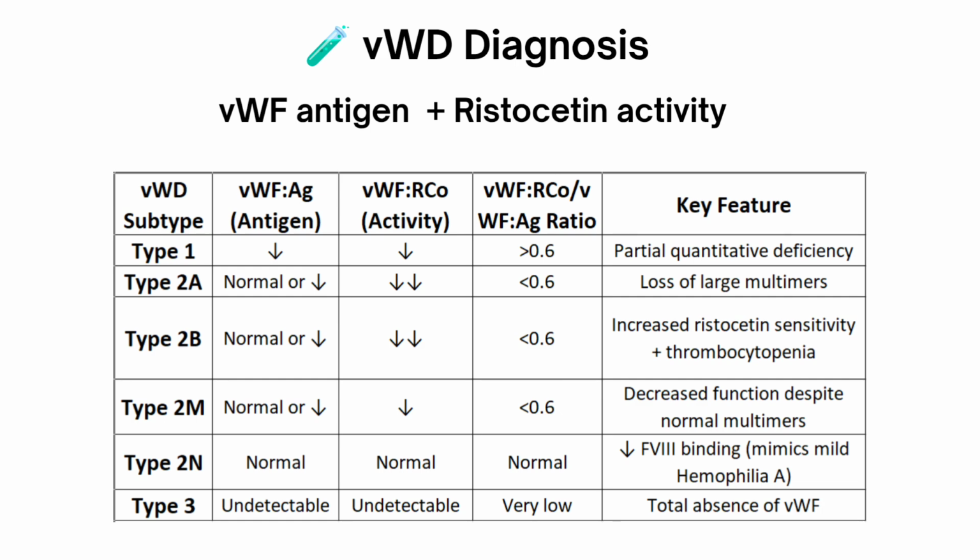Type 2 is a qualitative defect, which shows low ristocetin cofactor activity. Type 2A is loss of large multimers. Type 2B is increased affinity towards platelets causing thrombocytopenia. Type 2M is decreased functionality despite normal multimers being present. Type 2N or Normandy type is decreased factor VIII binding affinity, which mimics Hemophilia A. You have to remember this short table to answer all questions in the exam.